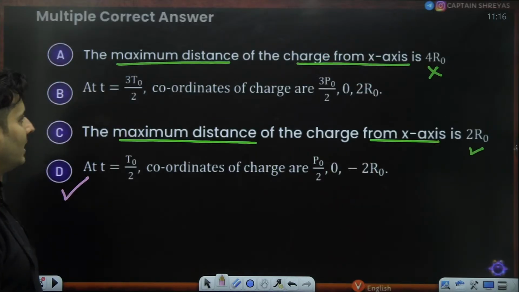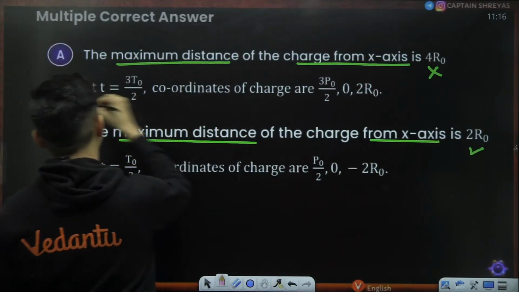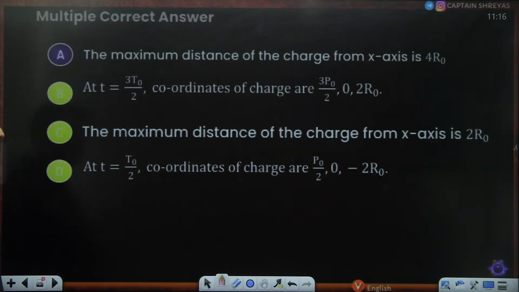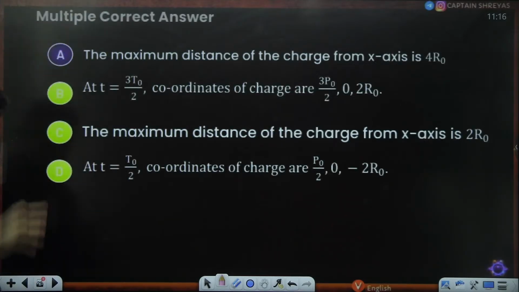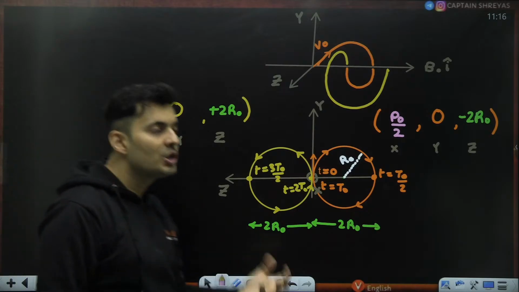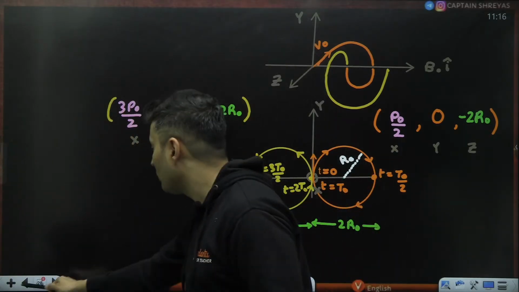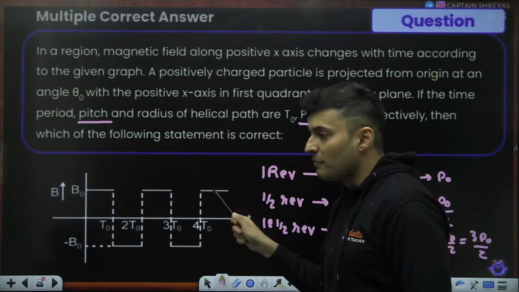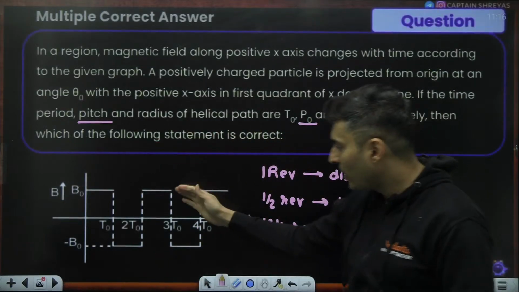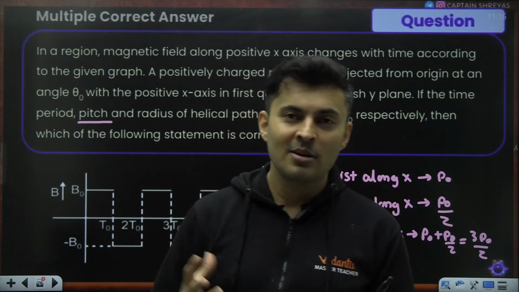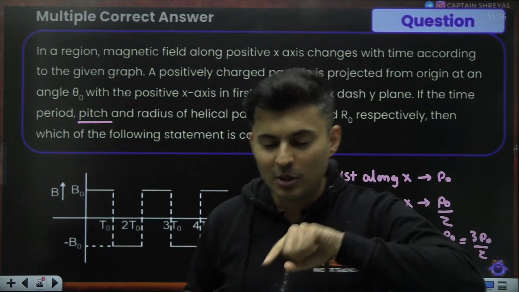So let's see whether it is there. 3 P0 by 2, 0, 2 R0, absolutely correct. So B, C, and D is the correct answer. B, C, and D. Perfect, guys. B, C, and D is the absolutely correct answer, as you can see over here. What a visualization. I mean, who would have thought of a double helix because of a square-waved magnetic field? Square-waved magnetic field creating a double helical problem where the particle starts here.